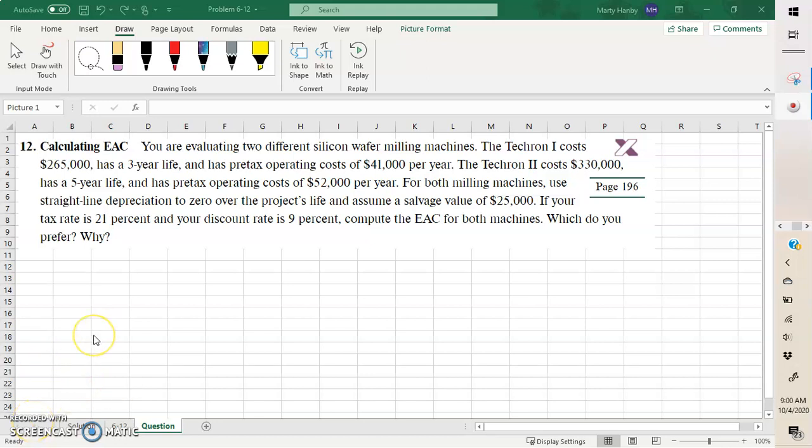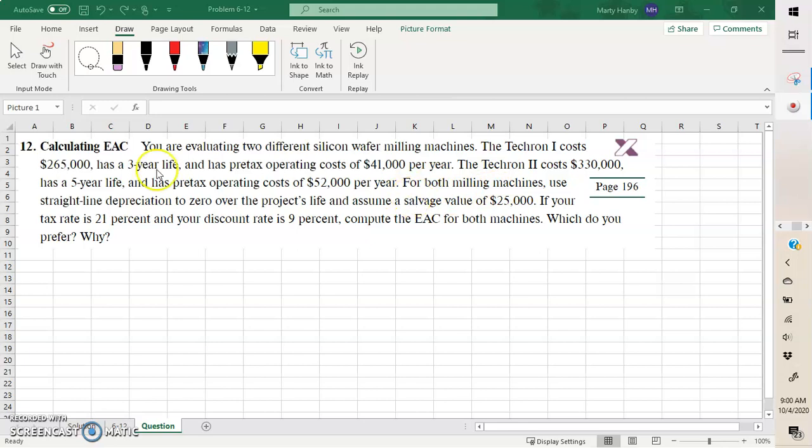This is problem 612, calculating EAC, or equivalent annual cost. You're evaluating two different silicon wafer milling machines. Techron 1 costs $265,000, has a 3-year life, and pre-tax operating costs of $41,000 per year. Techron 2 costs $330,000, has a 5-year life, and has pre-tax operating cost of $52,000 a year.